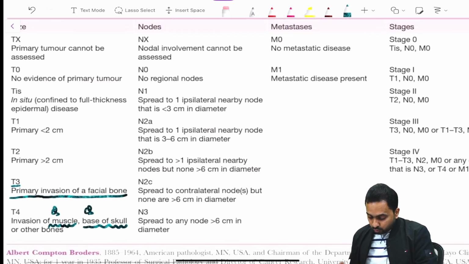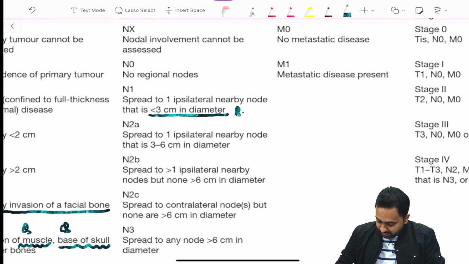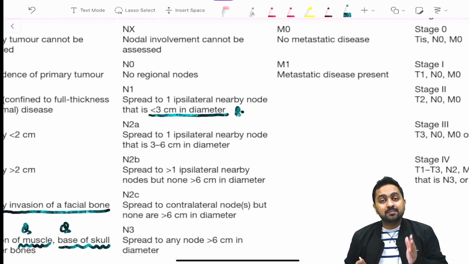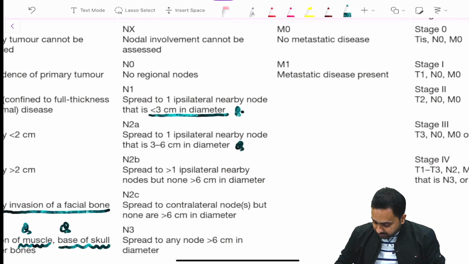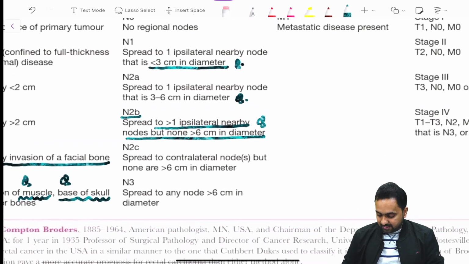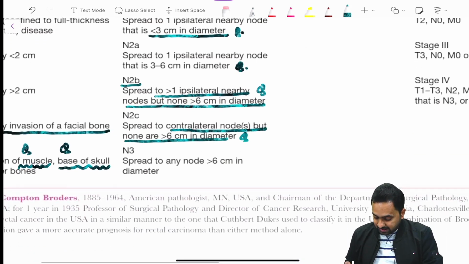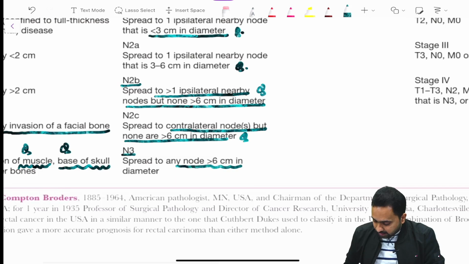Now regarding nodal involvement, when it is a spread to a node that is less than 3 centimeter in diameter, it is N1. N2A is an ipsilateral nearby node that is 3 to 6 centimeter in diameter, and N2B is spread to more than 1 ipsilateral nearby node, but none is more than 6 centimeter in diameter. Then we have N2C, which is spread to a contralateral node, but none are more than 6 centimeter in diameter, and N3 is spread to any node more than 6 centimeter in diameter.